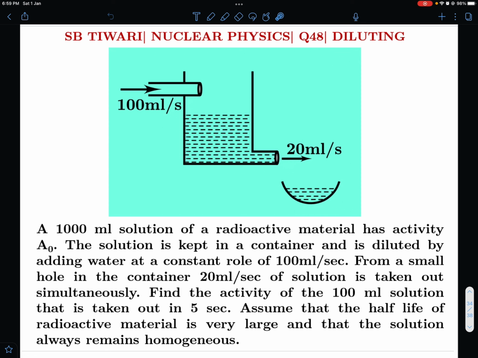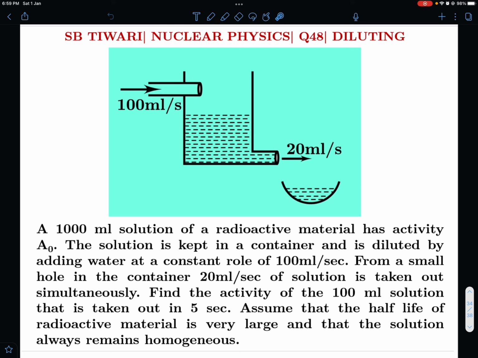See, there's a misprint in Shashibhushan Tiwari. First of all, instead of 1000 ml they have written 100 ml, while the answer key is according to 1000 ml and not 100 ml. So please make that correction in your books.